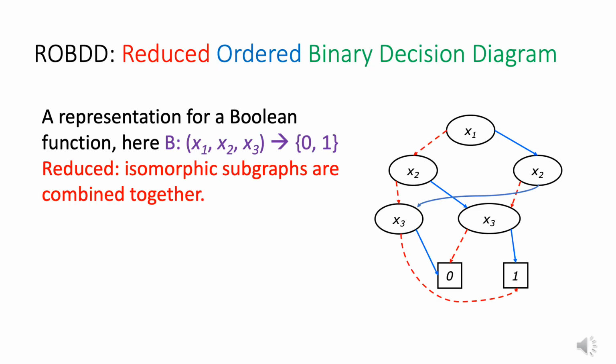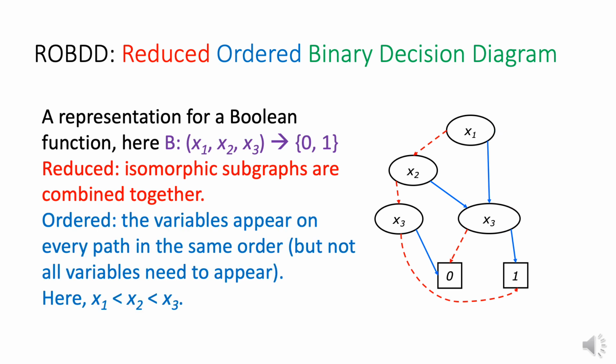The full name of this data structure is a reduced ordered binary decision diagram, or ROBDD, but it is often called just BDD. It is reduced because isomorphic subgraphs are combined together. It is ordered because there's a total order between the variables that appear on the path. In this BDD, the order is that x1 is smaller than x2, smaller than x3, which means that in a path, x1 appears before x2, which appears before x3.